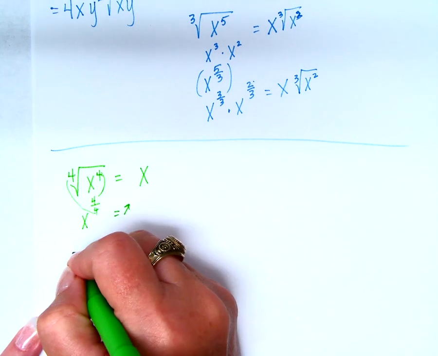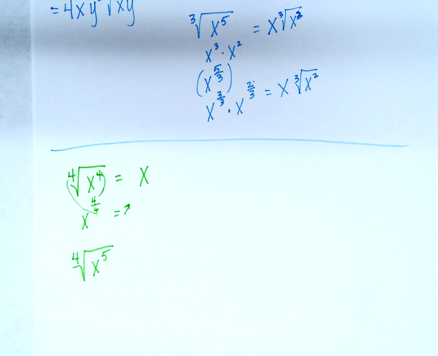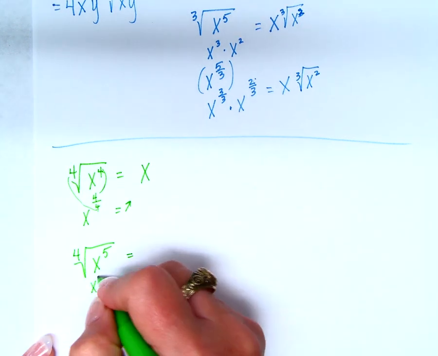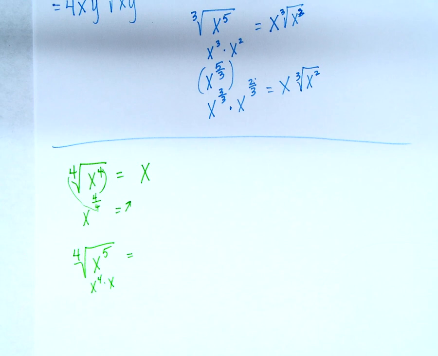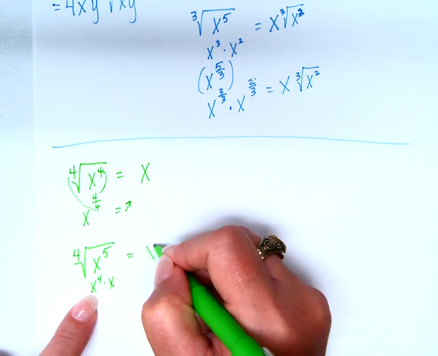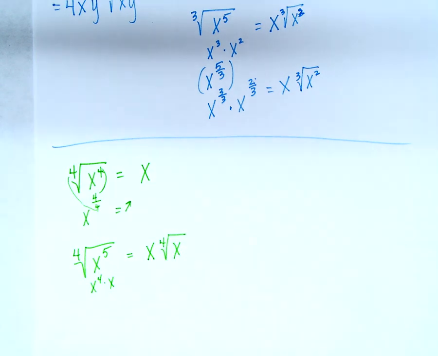Which is x to the 1, which is just x, right? It's just the same thing we got up there, yes? So what about the fourth root of x to the 5th? So x to the 4th times x. And we know the fourth root of x to the 4th is x. And do I know the fourth root of x? No, so I leave it alone.